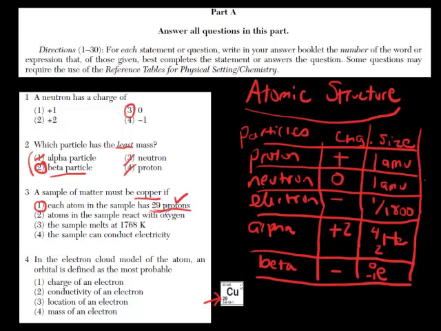Just to make sure we didn't make an error, let's rule out the other three answers just to be thorough. The sample can conduct electricity. Is this true? Yes. But all metals conduct electricity. So copper is not unique. The sample melts at 1768 K. Take my word for it.